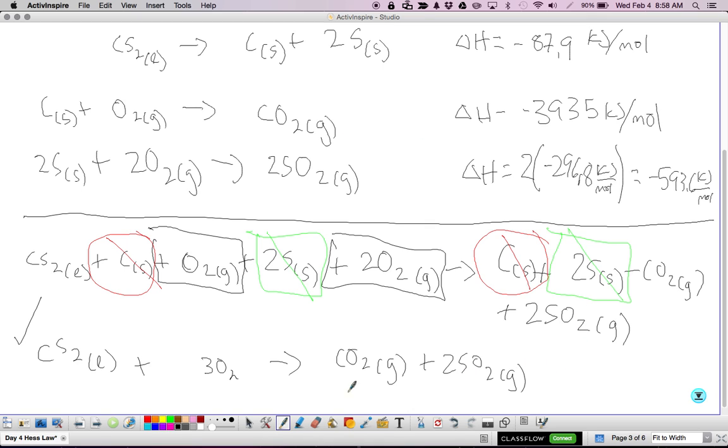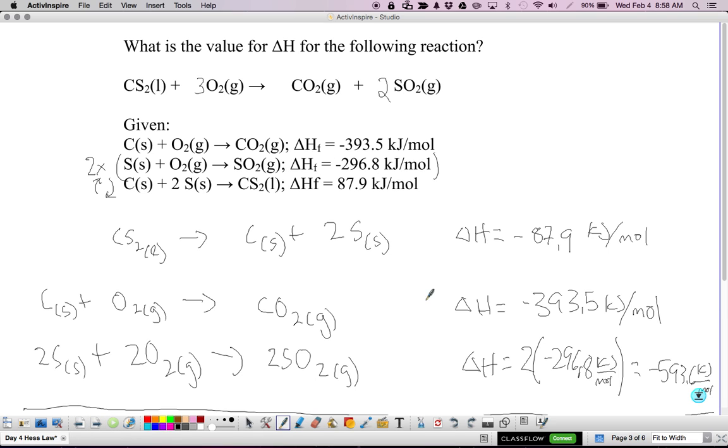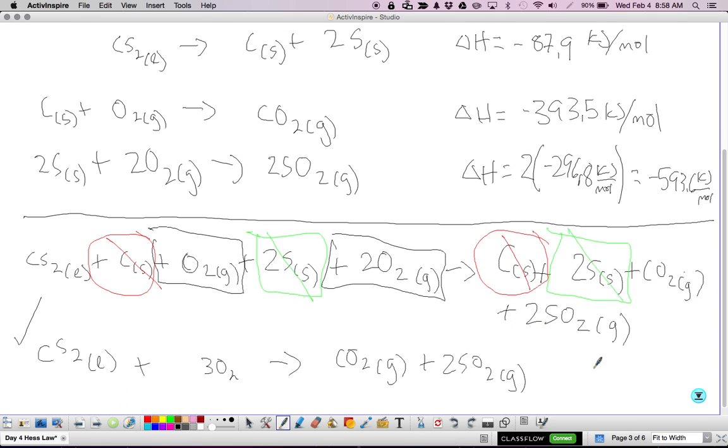All right? And then if I go and look back at Hess's law, it says the overall enthalpy change in a reaction is equal to the sum of the enthalpy changes for the individual steps of the process. So all I'm going to do is take all of these enthalpies for each step in the process, and add them together. Okay? And then delta H is just going to be the sum of these overall. And each of these has uncertainty in the tenths place. So I'm going to have to do sig figs out to the tenth place, and it's negative 1075.0 kilojoules per mole.